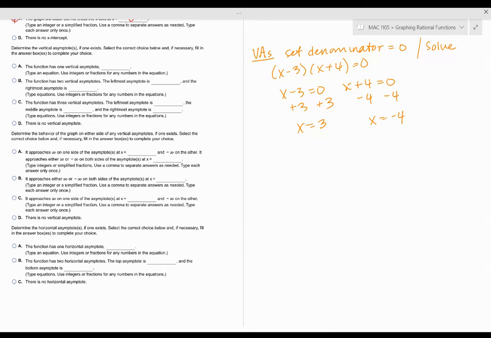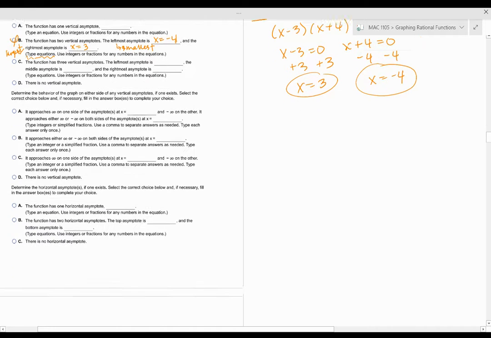So when I go to answer this question, let's see what my answer choices are. The function has one vertical asymptote. Nope. The function has two vertical asymptotes. Yep, that's where I am. I have 2. And the leftmost, well, remember leftmost means smallest, and rightmost means largest, if you want to think about it like that. So my smallest one is -4, and my largest one is x equals 3. And I wrote them in equation form because the directions tell me to type equations. So x equals. All right, let's go to the next one.